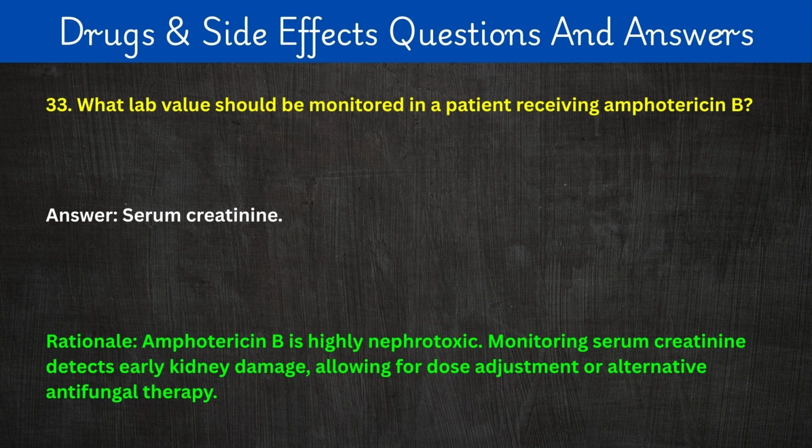Answer: serum creatinine. Rationale: amphotericin B is highly nephrotoxic. Monitoring serum creatinine detects early kidney damage, allowing for dose adjustment or alternative antifungal therapy.